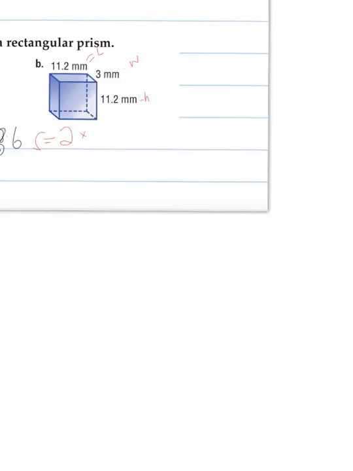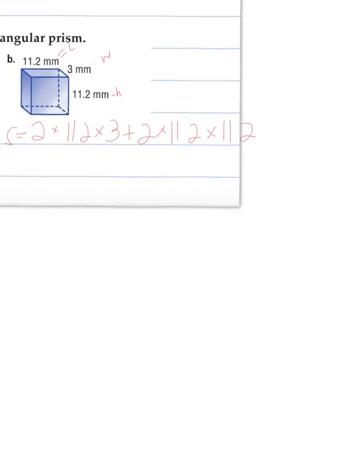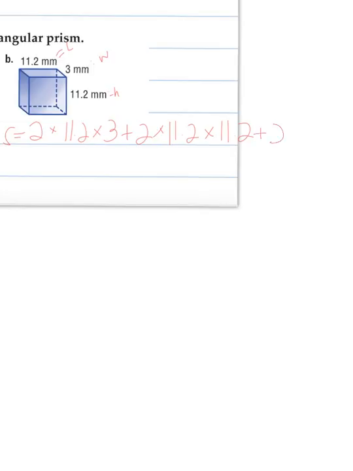So 2 times the length times the width, 2 times the length times the height, plus 2 times the width times the height. 2 times 11.2 times 3 is 67.2. 2 times 11.2 times 11.2 is 250.88. And 2 times 3 times 11.2 is 67.2.